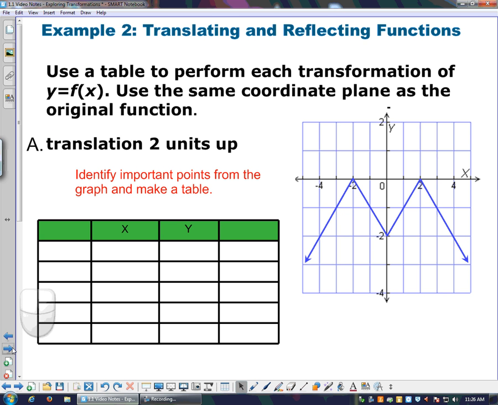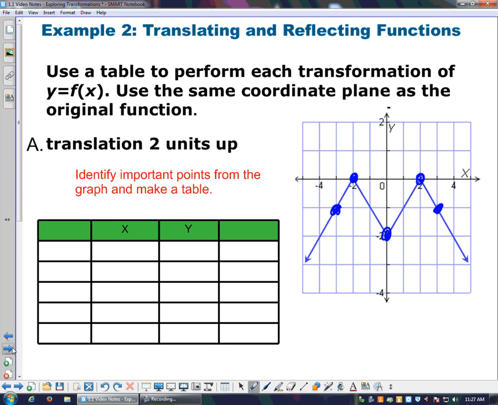So let's take a look at our example 2 here. We're going to use a table to help us take the graph given and perform some transformations. For part A, I want to translate 2 units up. Before I do this, it's important to find some points from the graph, and we're going to make a table. We're going to choose 5 points off of this that will help us maintain the shape of this graph. So we're going to pick 1, 2, 3, 4, 5. So points that really help us see what this graph looked like. So let's list those 5 on our table.